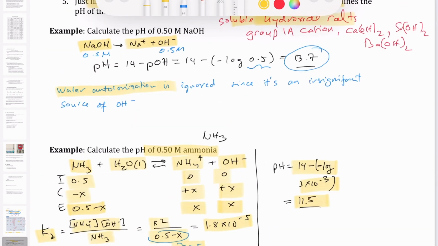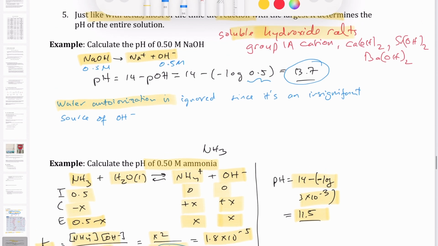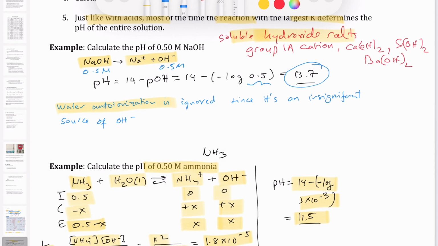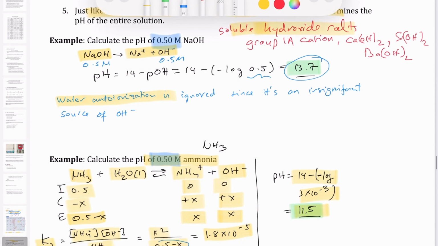Just a conceptual idea here to note that the pH of a strong base and a weak base is pretty different, right? For the same concentration, which in this case, they're both half a molar, you see that the pH of the strong base is 13.7 and the pH of the weak base, which we just calculated, is 11.5. So clearly there's a difference in strength there, and the reason is because they don't produce the same quantity of OH minus. The strong base produces more, the weak base produces less.